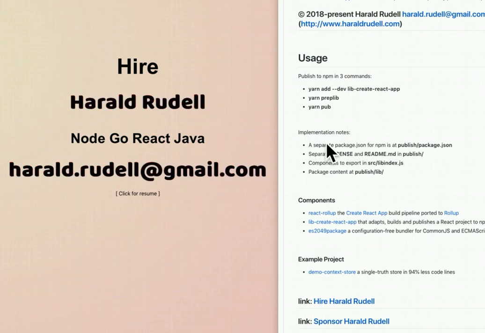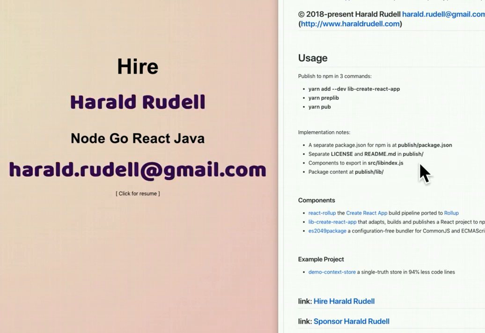And here's also some implementation notes for the interested. So there's a separate package.json in publish.package.json, and that's because there's some specific things that need to happen that are not compatible with the regular React app. So in this solution here, you can continue to use your React application like nothing happens and update your components and everything's dandy. At the same time, you can publish the selected components to the internet anytime you want to.